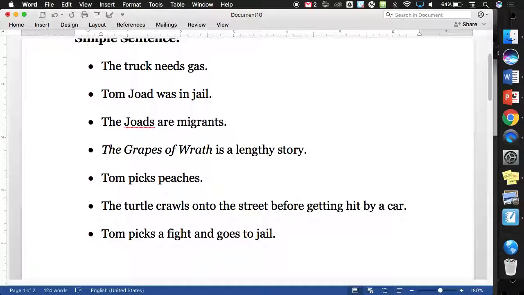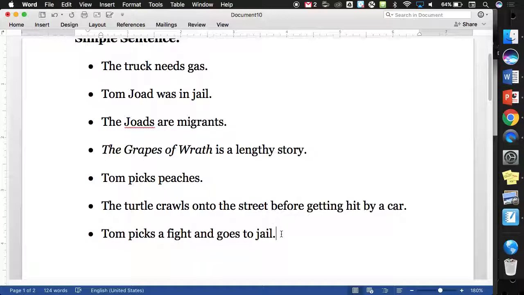That's a simple sentence. Some folks would be going, wait a minute, you have the word and, therefore it must be a compound sentence because that's one of those FANBOYS. I have one subject. I have Tom. What does Tom do? He picks a fight. What else does he do? He goes to jail. It's the same subject. If I did Tom picks a fight, followed up with, or I guess it'd probably be better to go, Tom goes to jail after he picks a fight, that would be a complex sentence.